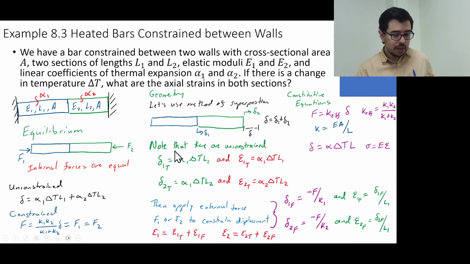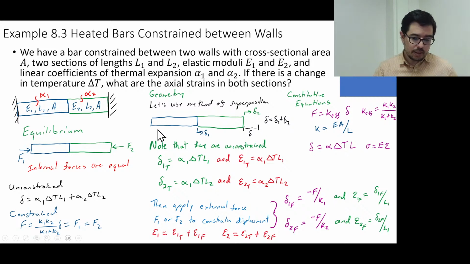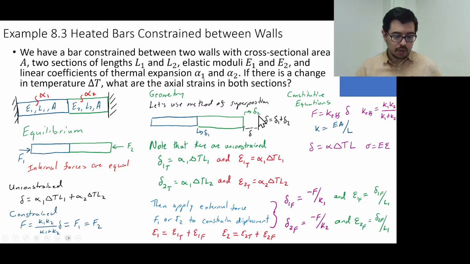And if I wanted to think about unconstrained, delta 1 and delta 2, delta 1 is what we would say is the unconstrained delta, and delta 2 is this deformation actually. Delta 2 is the deformation of this section. Delta 1 is both the displacement to the right and the deformation of the blue section. So anyway, the overall delta is this delta 1 plus delta 2.